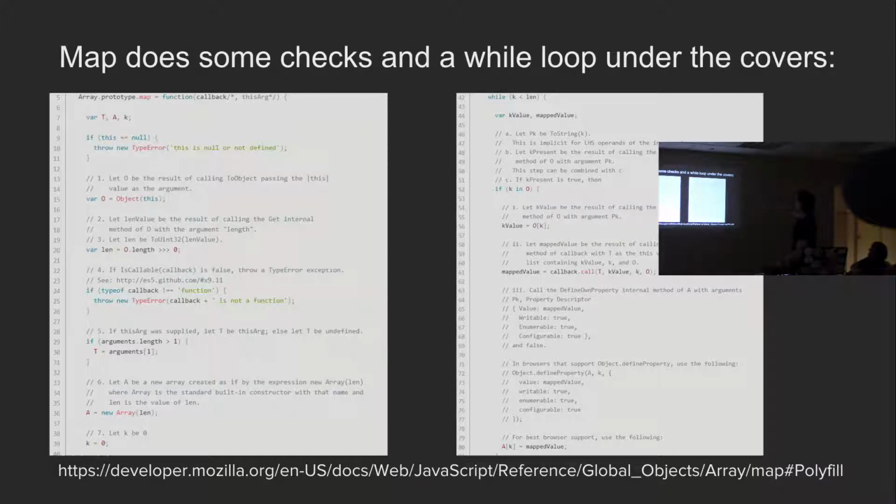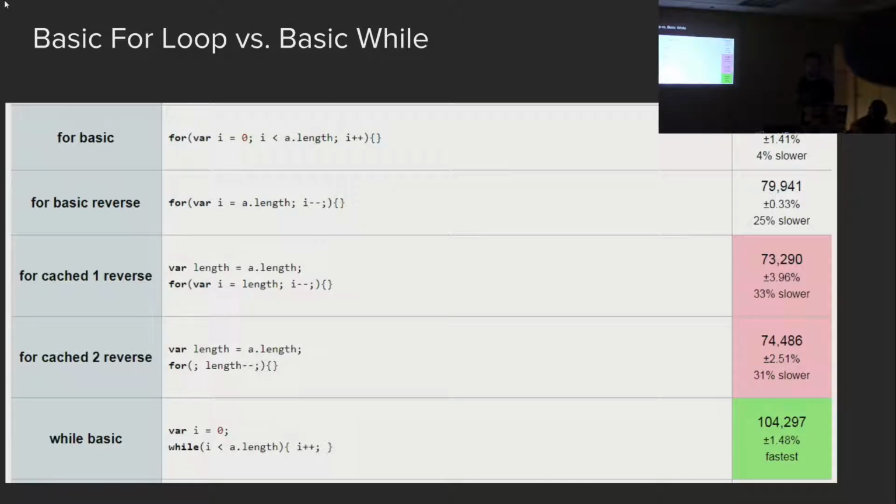Map does some checks and a while loop under the covers. So I don't know, maybe it's slower because it's doing a while loop versus a for loop? So I ran some perf on that, and it actually turns out that a while loop, I never knew this, is actually fastest of all of these. So a while loop is faster than a for loop, although anybody programming for more than a few years knows that a while loop is a great way to do an infinite loop. You get caught in it. Joe's done it. You get caught in an infinite loop because your while condition was not very good.